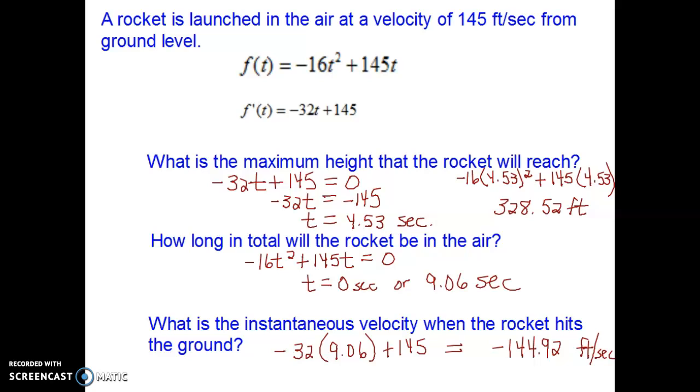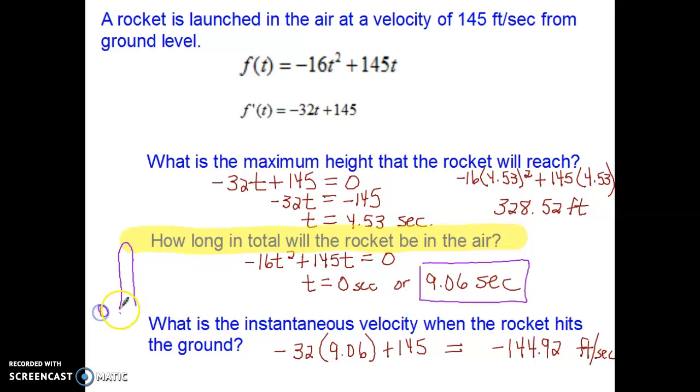When I get to this second question, about how long in total the rocket will be in the air, when I solve that, that's a quadratic function, which means I'm going to get two answers. My final answer to this would be 9.06 seconds. The reason I'm getting two answers is you need to remember this is forming a parabola. So my beginning, 0 seconds, is when I start. My ending is the one that I'm actually looking for in this question. So it is reasonable I should have two times.